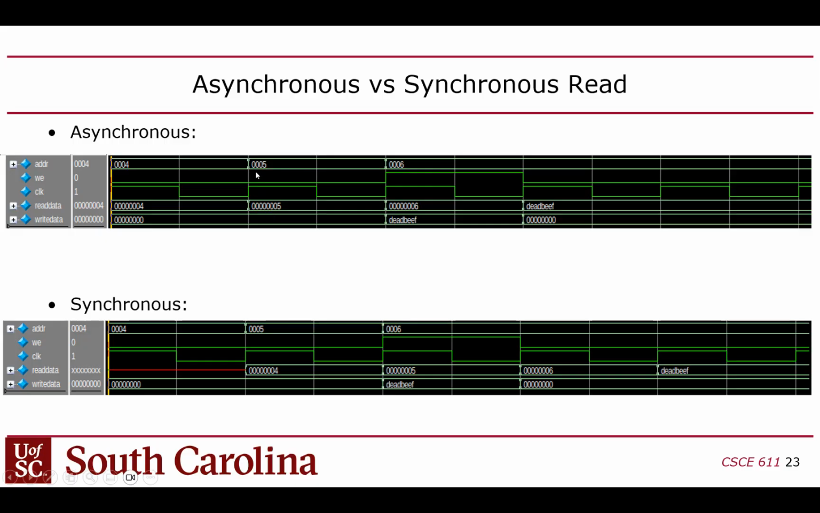So you can see that as soon as I change the address to 5, I get 5, because this is an asynchronous read, right? Now down here, if I put 5 on the address, notice the 5 doesn't pop up until one cycle into the future. The address here is 4, 5, 6, and I get 4, 5, 6 right under the address. But here I've got 4, 5, and 6, and they're lagging by one cycle, right? There's a one cycle lag between when I request the data and when I get it, okay?